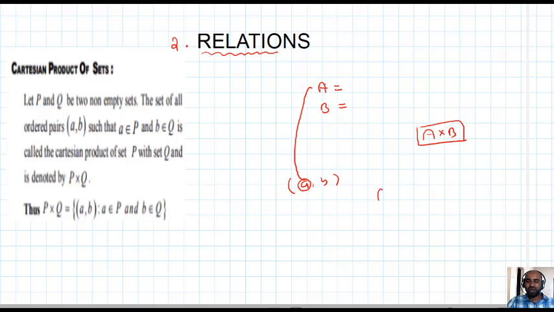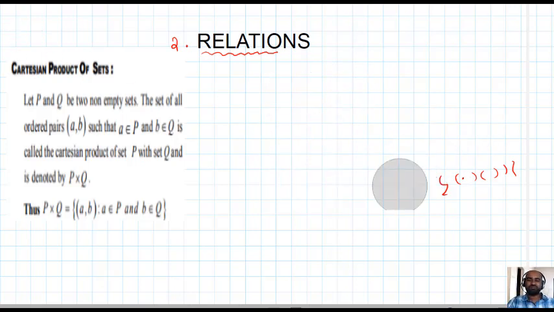So what I'm saying, Nana, A cross B is nothing but the set of ordered pairs. Those ordered pairs are constructed by using elements of A and B, such that the first component of the ordered pair belongs to the first set, and the second component belongs to the second set. Okay, so I will explain through an example.